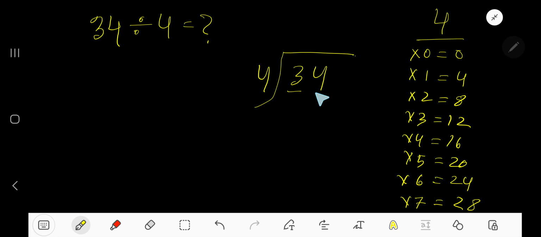4 goes into 3 how many times? 4 goes into 3 0 times, as 3 is less than 4. So 0 times 4, that gives us 0. Subtract from 3. Bring down this digit, 34.